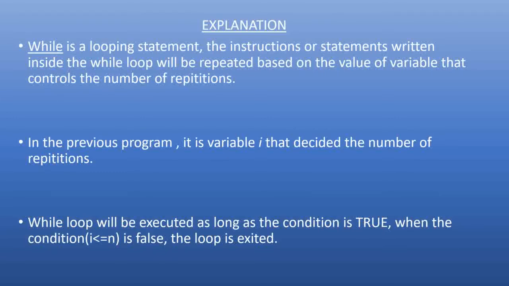While is a looping statement. The instructions or statements written inside the while loop will be repeated based on the value of a variable, called the loop control variable. In the previous program, the loop control variable is I. I controls the execution of the loop because I constantly varies. N remains the same, but I constantly varies. As soon as I becomes greater than N, you come out of the loop. So the number of repetitions is controlled by the value of that variable.